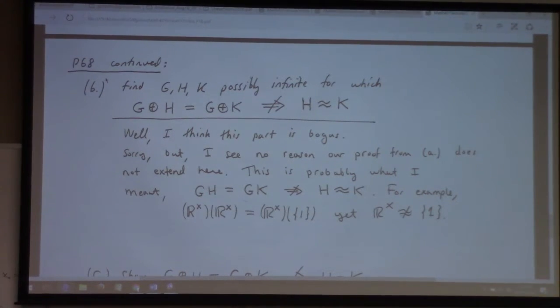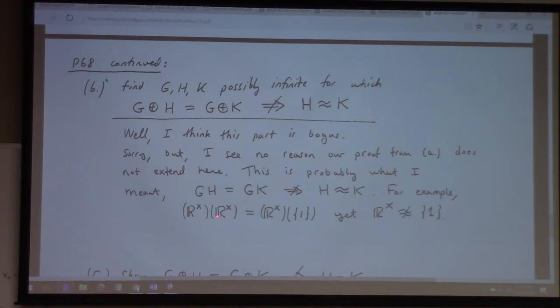I think this is what was in my brain, something like this. If you don't take internal products, if you just have products, like the product of G and H is equal to the product of G and K. Suppose that these are both groups. Does it imply that H is isomorphic to K even when G is equal?